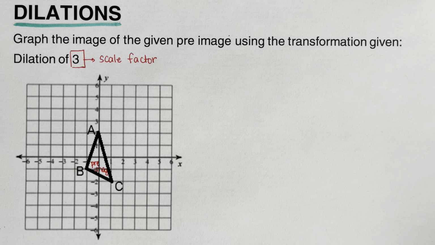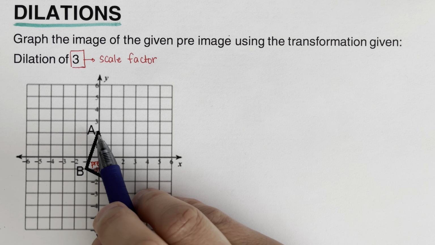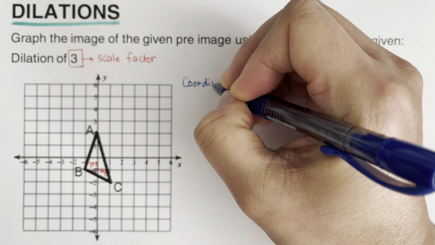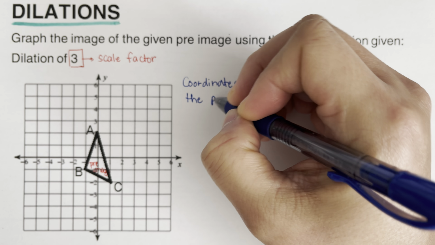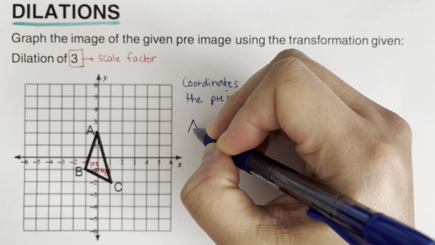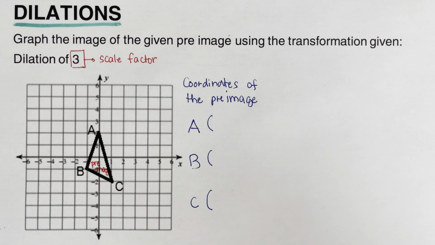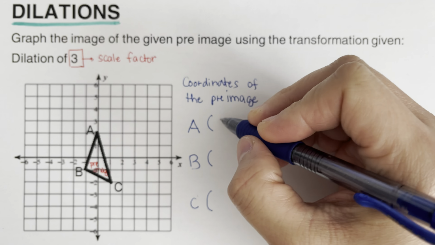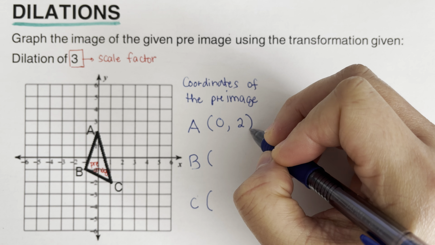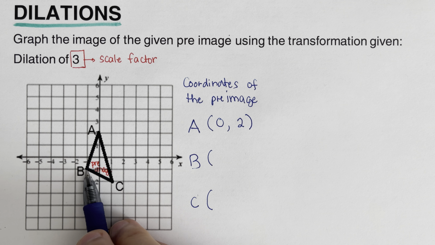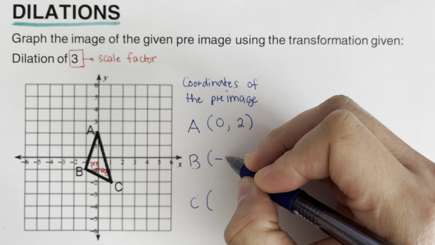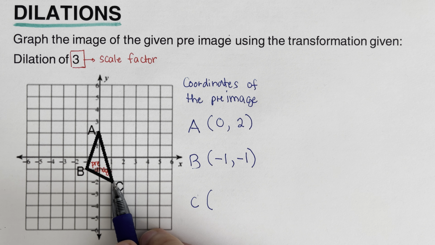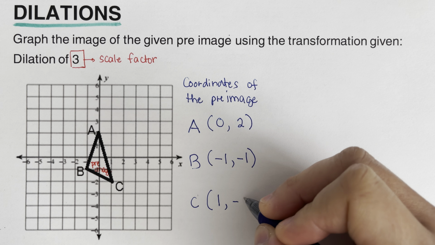So what we are going to do first is determine the coordinates of A, B, and C. So I'm just going to write that on the side right here. Okay, so looking at this, our A is located at 0, 2. So I'm just going to write 0, 2 right here. And our B is located at -1 and -1. So that's -1 and -1. And then our C is located at 1, -2. So that's 1 and -2.